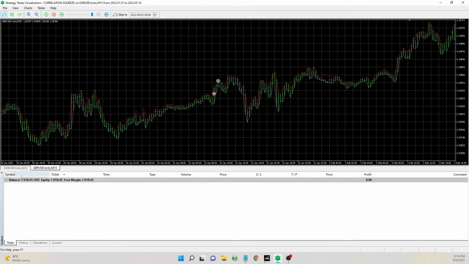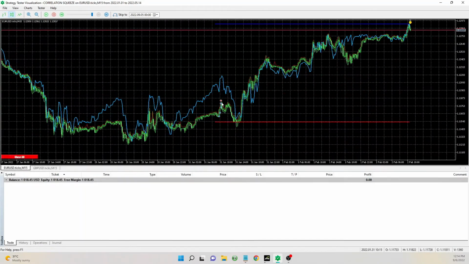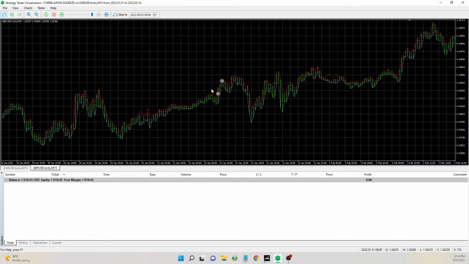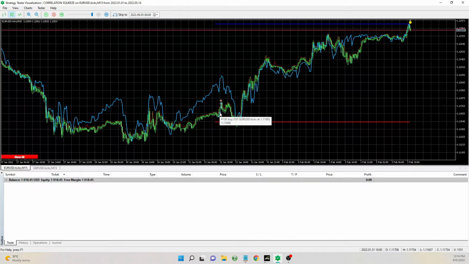Where was that one? Just so we could see here. Okay, we're looking at January 31st, right? Let's look at January 31st here. And you'll see that the British pound opened up a sell. Now, obviously, you'll see that the British pound lost here, but what we'll notice is that the Euro USD overtook the loss of the British pound and closed in profit.